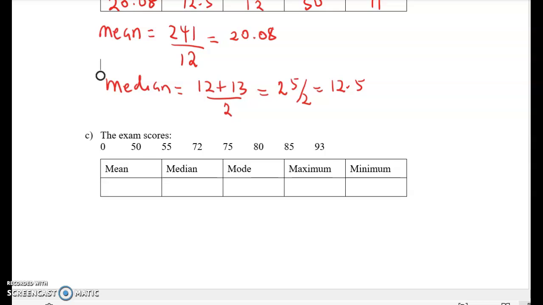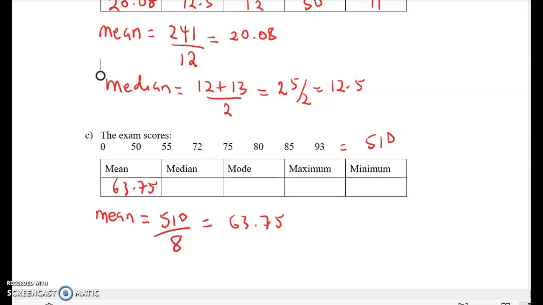And for the last question, we have this data set and we have to find the mean. We can find the mean by adding all these data values together. That will give you a total of 510. And you're going to divide by how many data values there are. We have a total of 1, 2, 3, 4, 5, 6, 7, 8. We have 8 data values. And that gives you 63.75.